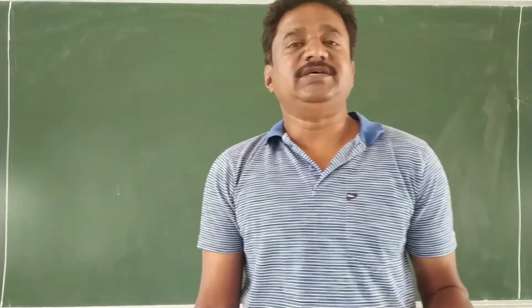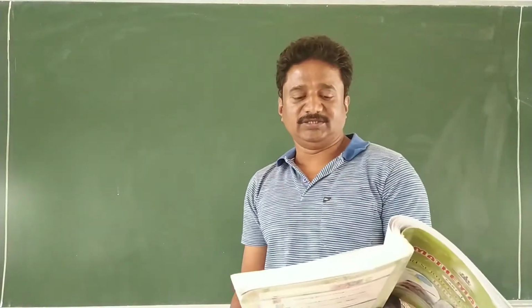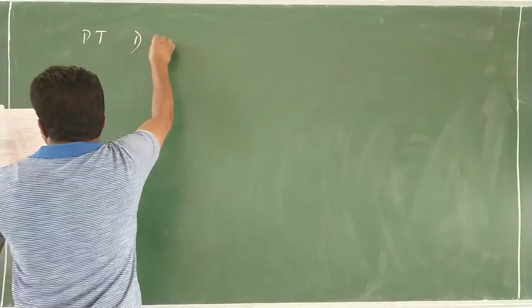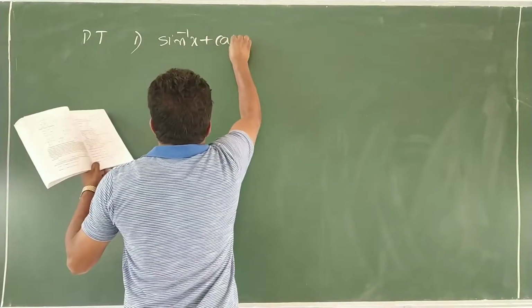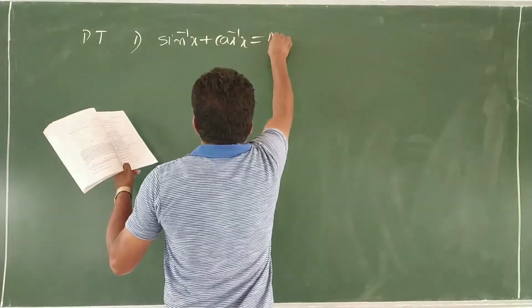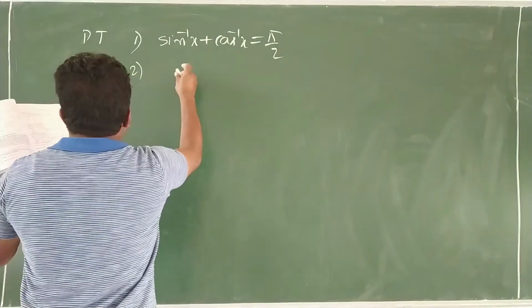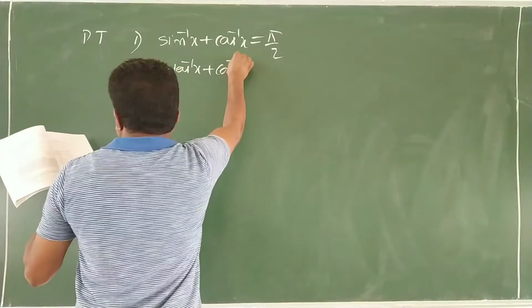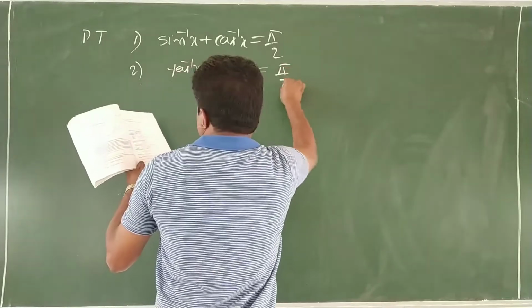Students, this is 93rd maths class. So let's solve this question, students. Prove that: first question, sin inverse x plus cos inverse x is equal to pi by 2. Second one, tan inverse x plus cot inverse x is equal to pi by 2.